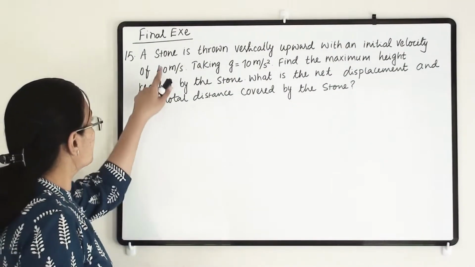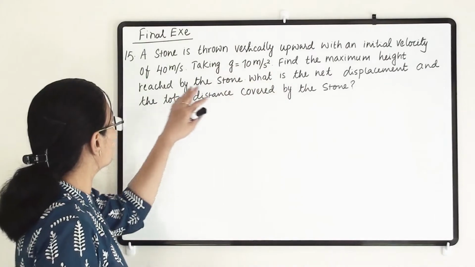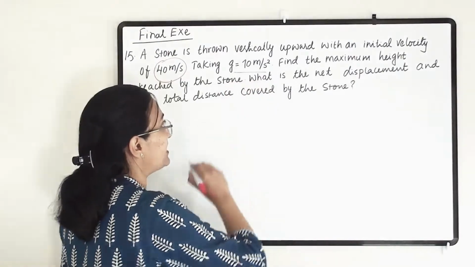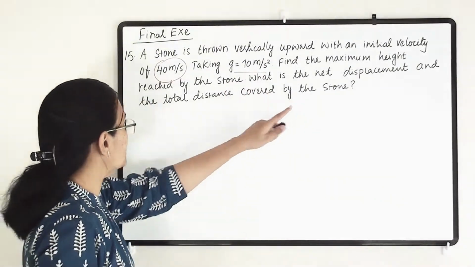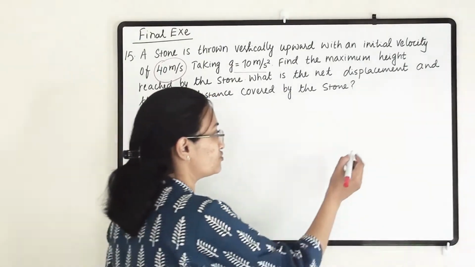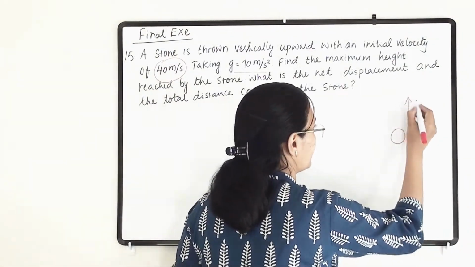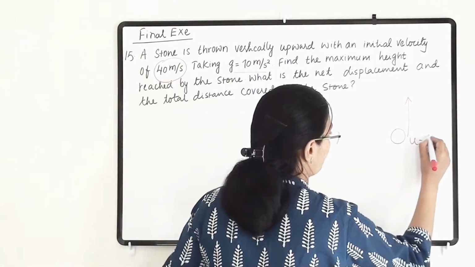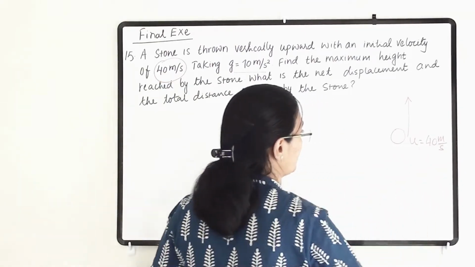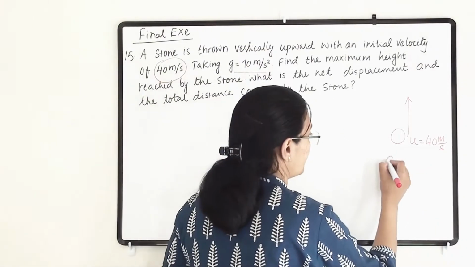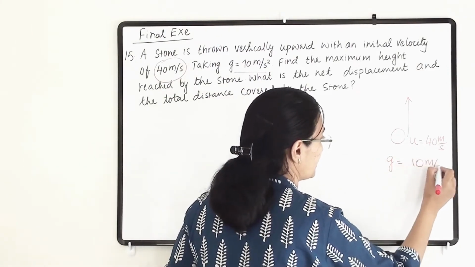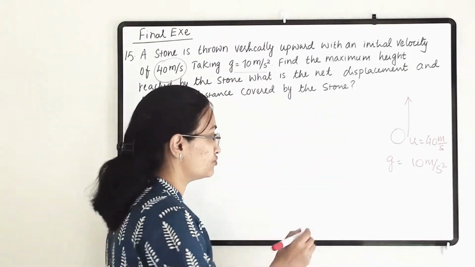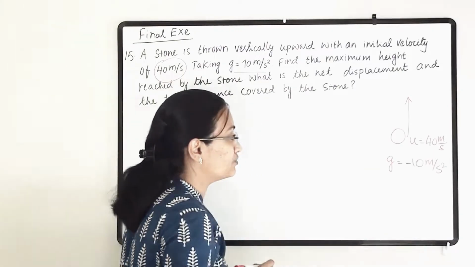Fifteenth question is, a stone is thrown vertically upward with an initial velocity of 40 meter per second. Taking g equals 10 meter per second square, find the maximum height reached by the stone. So one stone, we are throwing it upward, and they have said that this much is the initial velocity. So u equals 40 meter per second we are taking. Then g equals 10 meter per second square, and this is in the opposite direction of the gravitational force. So this 10 is going to be negative.